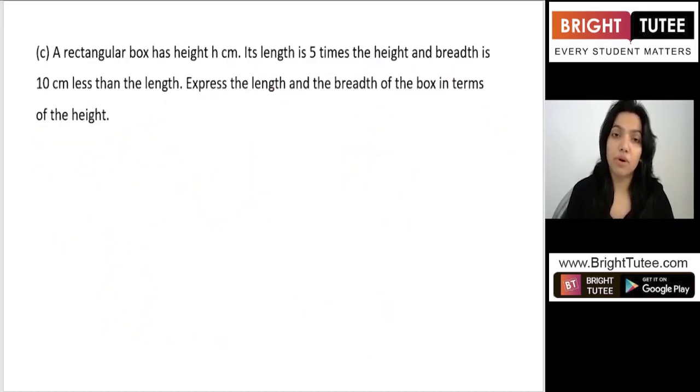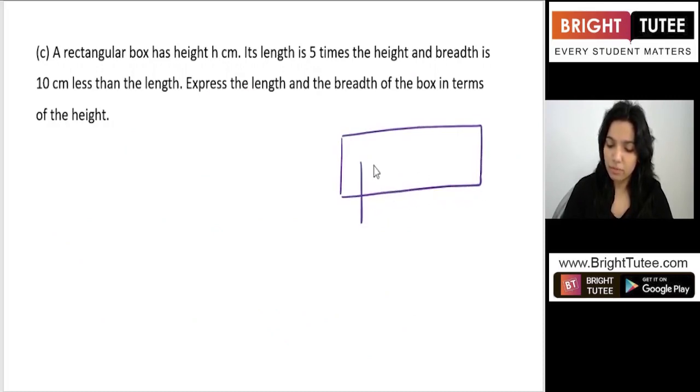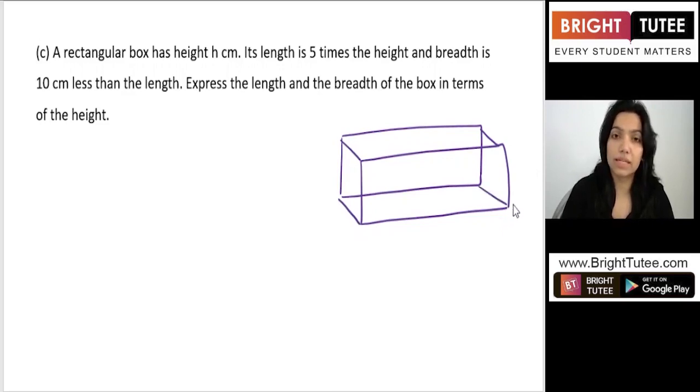A rectangular box has a height of h centimeters. So it's a rectangular box. That means we are dealing with a cuboid, like something that you probably have as your pencil box. It is a representation of a rectangular box, or we can say a cuboid, right? It's a 3D shape. So it's saying that the height, say this one here, is 8 centimeters, so it's given in centimeters. Its length is 5 times the height and breadth is 10 less than the length.